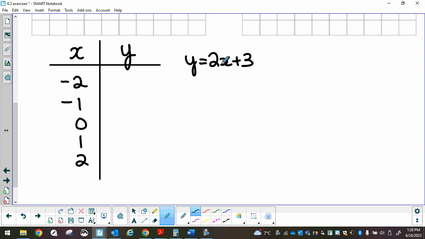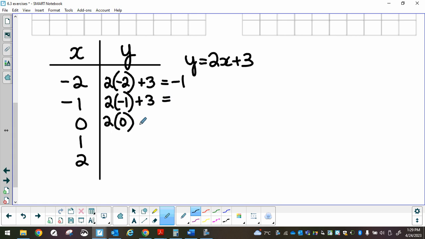Okay, once you pick your x's, you need to substitute those x's into your equation to find your y. So if I was showing my work, I'm going to substitute -2 instead of x. I'm going to solve that little expression. 2 multiplied by -2 is -4, plus 3 is -1. Substitute all of your x values.